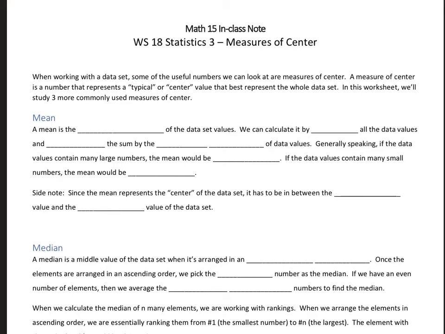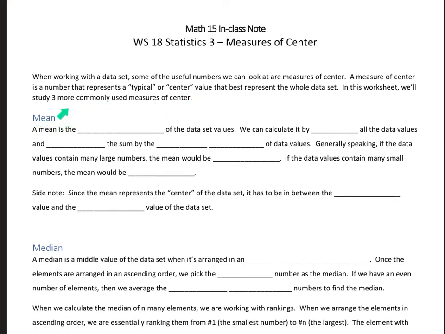When working with a data set, some of the useful numbers we can calculate are called measures of center. A measure of center is a number that represents the typical or center value that best represents the whole data set. I want to calculate one single number to represent the entire data set. So instead of looking at 30 numbers or 1,000 numbers, why don't we just calculate one number, and I want to pick that number so it's a representative or the center or a typical value of a data set. In the worksheet, we'll study the three most commonly used measures of center.